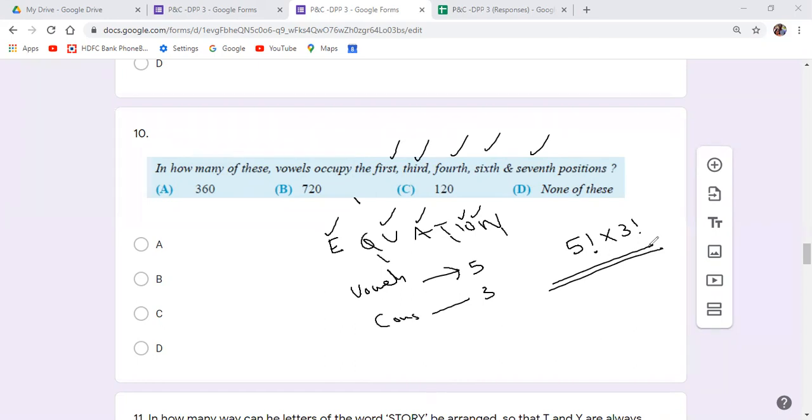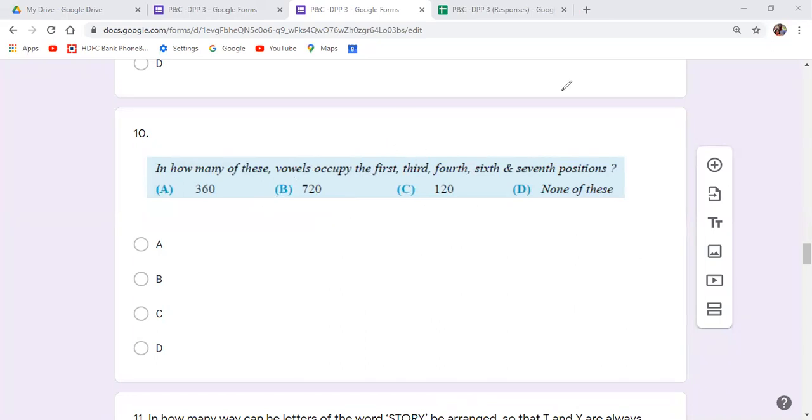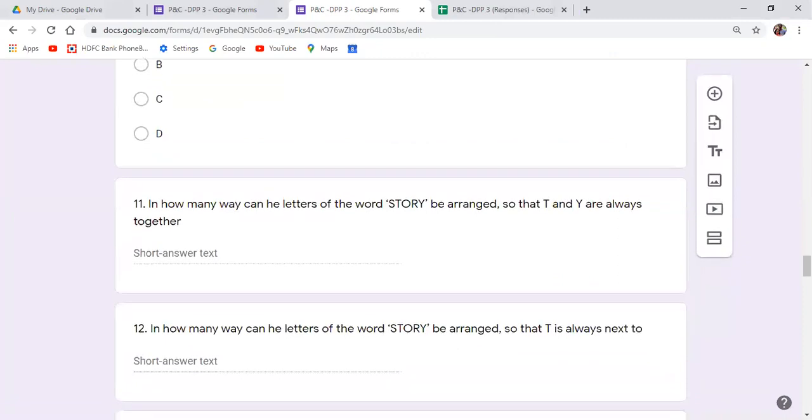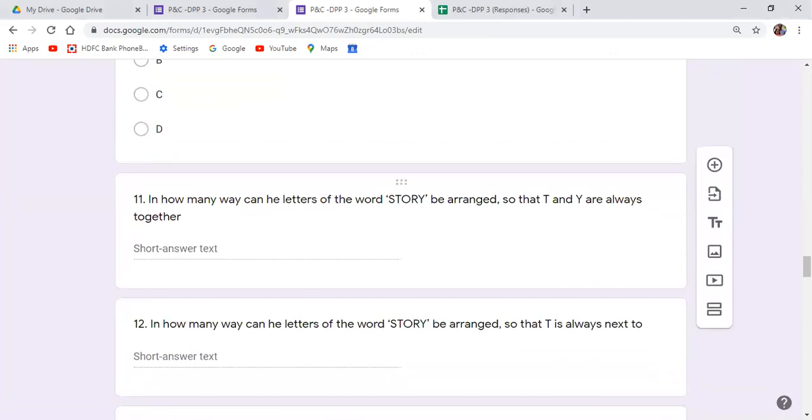The vowels should be in the first positions. How many positions are available for vowels? 5 positions. How many vowels are there? 5. So how many ways can the vowels be arranged? 5 factorial. Remaining there are three letters and 3 places, so 3 factorial. 120 into 6, so 720. Fine. If you have not understood, you must tell me. 11, any problem?